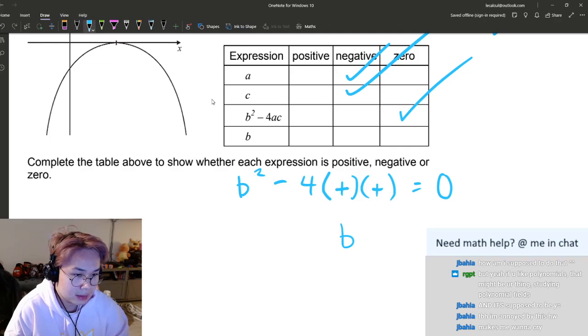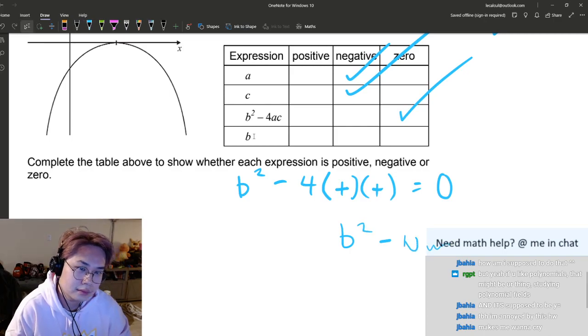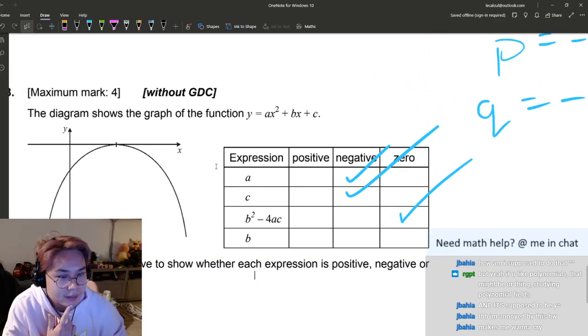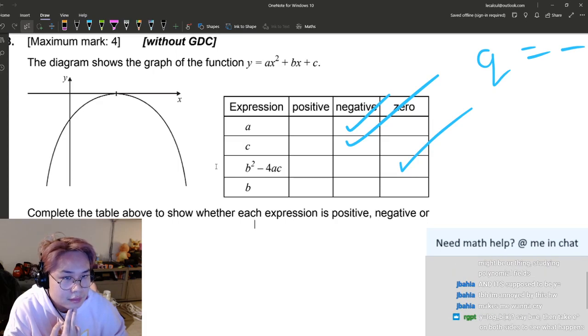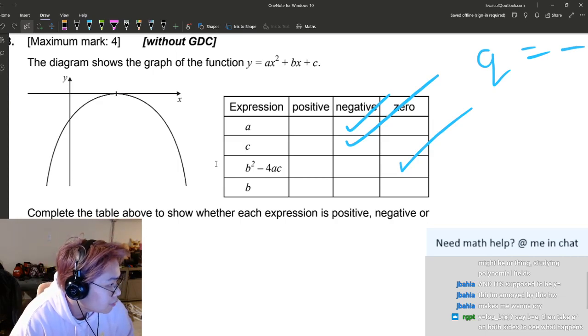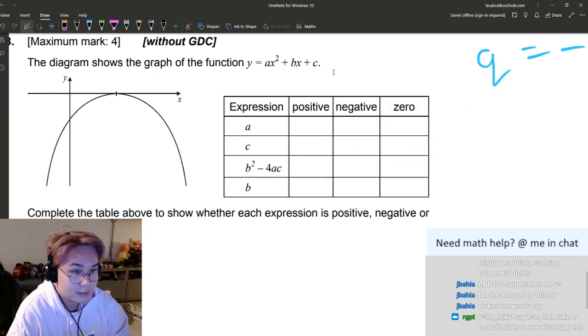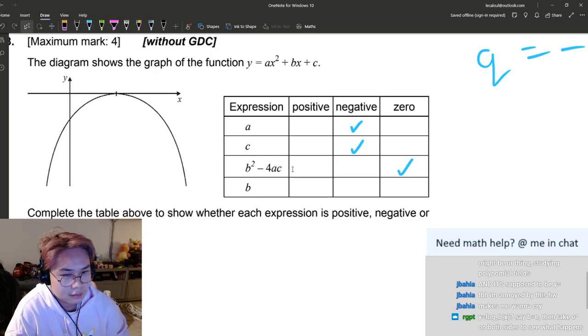But that essentially means that b minus some number. Oh man, I went over this with a student the other day. B is 0? We'll come back to this one.